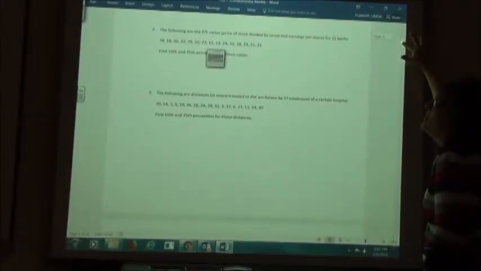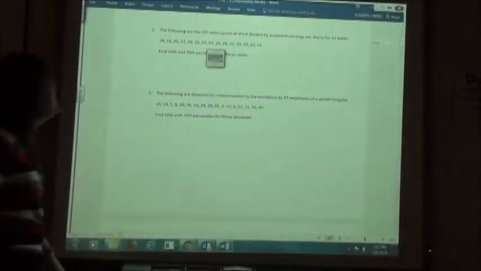I'm trying to get that darn calculator type thing out of my way, but it wants to be in my way.